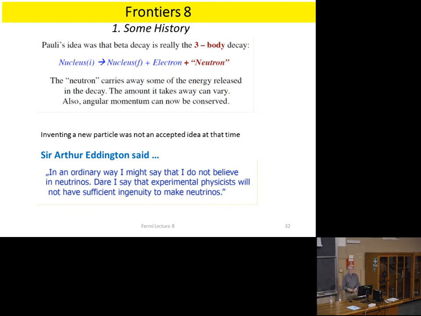And so the amount that it can carry away can vary, and therefore what you measure is a spectrum, which we saw. And now, if that were true, momentum can be conserved. So inventing a new particle was not, at that time, an accepted idea. That seems to be popular in modern times. During my lifetime as a physicist, a popular way to solve problems in physics is to propose some new particle that we haven't seen, and often it's been right.